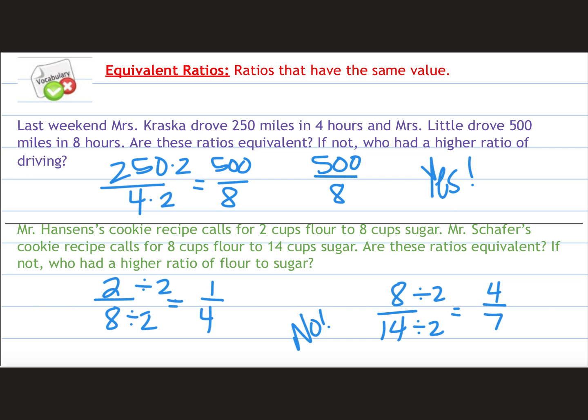And then who had the higher ratio? I'm going to go with Mr. Hansen here, or sorry, Mr. Schaefer. His was over half of the amount, whereas Mr. Hansen had a small amount. He had the smaller fraction, I should say. 1/4 is smaller than 4/7.